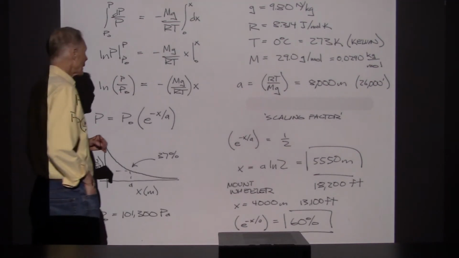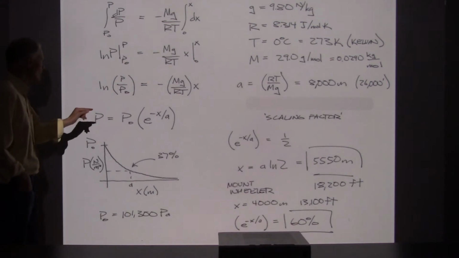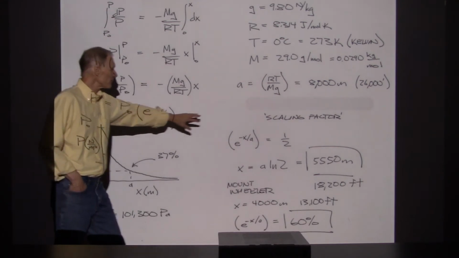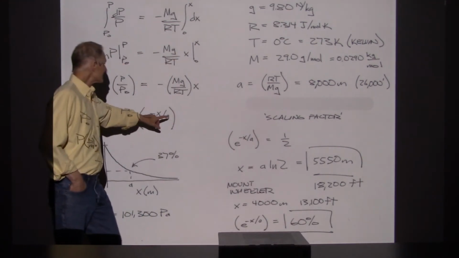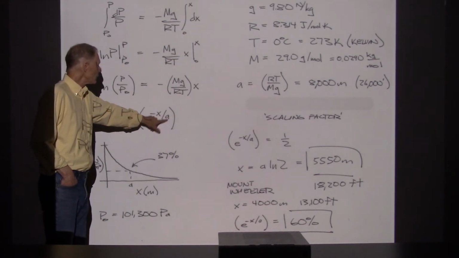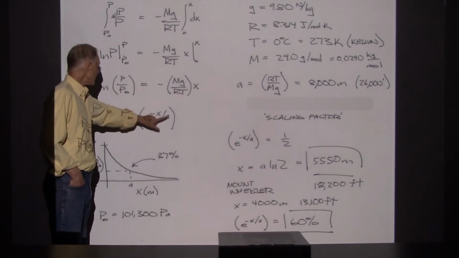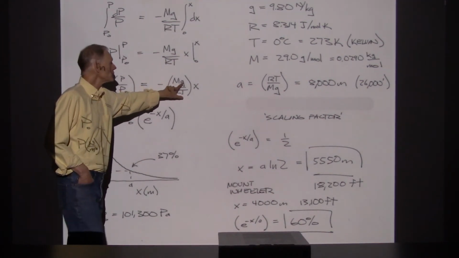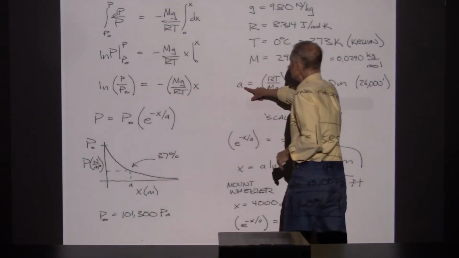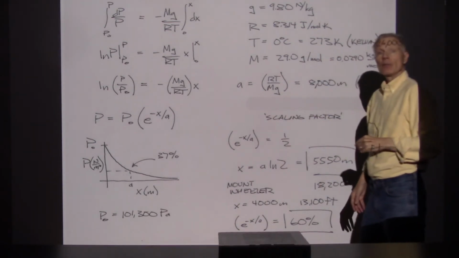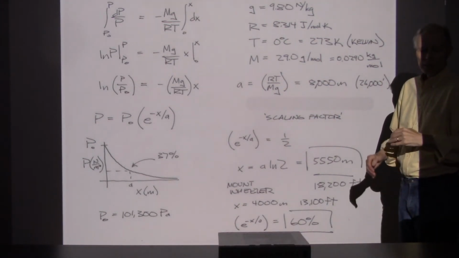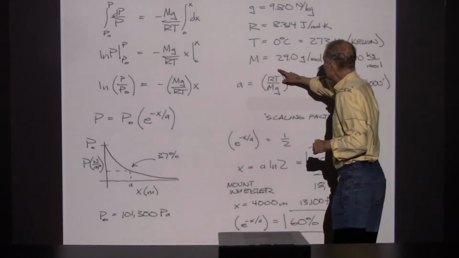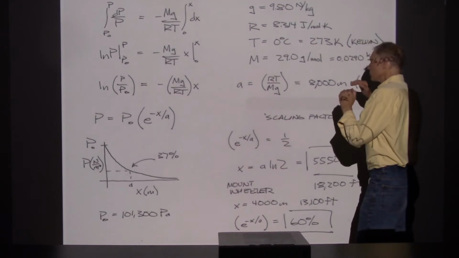To do that, right here, I introduced this scaling factor. So I set up the constant A. Now, looking at the formula here, I can say that A is equal to RT over mg. So I wrote that out. The scaling factor, which tells us how fast air pressure is going to drop off, how fast the density of air drops off, is going to be given by RT over mg. I plugged those numbers in.